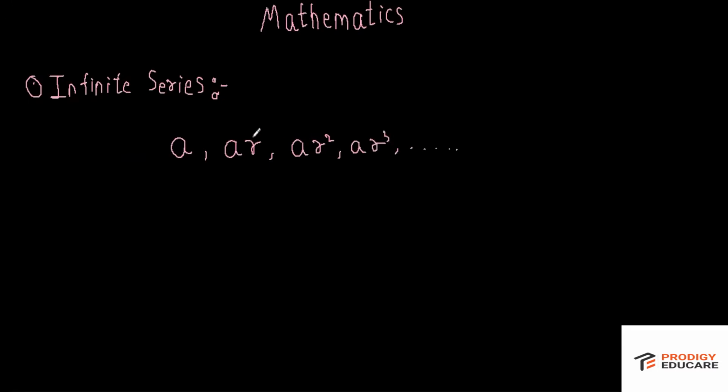So why do we call it common ratio? If I divide the second term by the first term, we'll get R. Then if I divide the third term by the second term, then we'll also get R. So that's why it's known as common ratio.